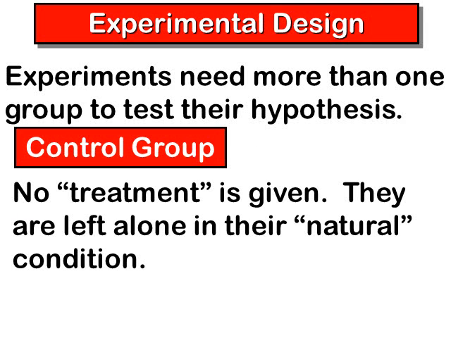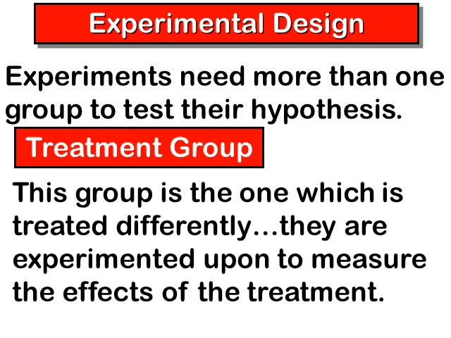Experimental design. Experiments need more than one group to test their hypotheses. When you are discovering how a drug impacts the human being, you may use a control group. This group does not receive any treatment. They're left alone in their natural condition. You will compare this to a treatment group. This group is the one that gets the treatment or receives the drug. They're experimented upon to measure the effects of the treatment.